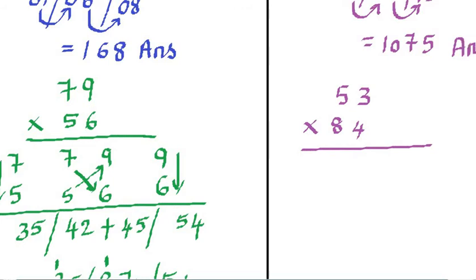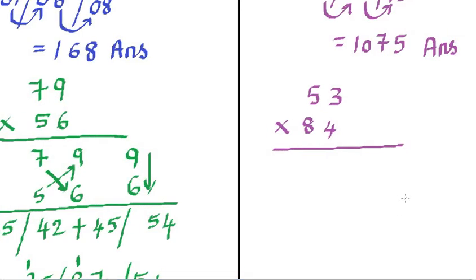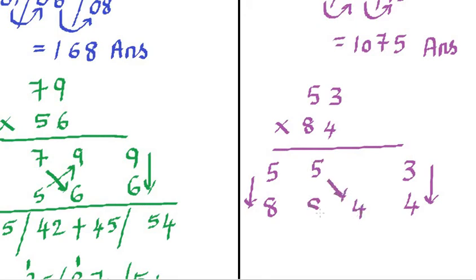Okay, so again we are going to arrange the ones digits with the ones digits. So 3 and 4 gets multiplied. The 5 and the 8 at the tens place gets multiplied. And in the center it will be a cross. Very good. So 5 and 4 will cross multiply, and 8 and 3 will multiply.